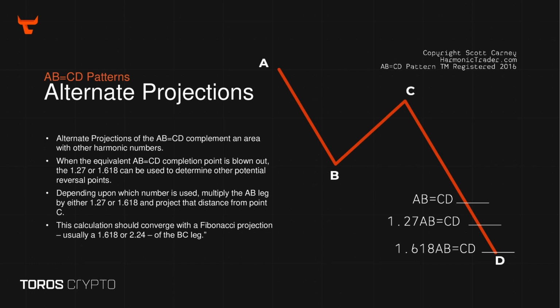So here is your AB leg followed by your C retracement. You're multiplying this AB leg by a 1.27 or a 1.618, and then you project it down from this C point. This gives you an example of what to expect. Your regular ABCD would complete here, your 1.27 ABCD there, and your 1.618 would be the longest extension that you could have for the alternate ABCD.